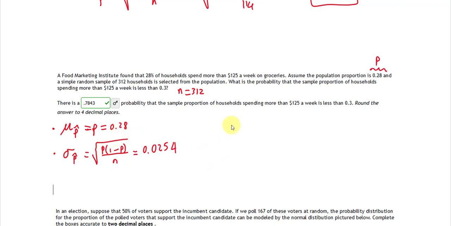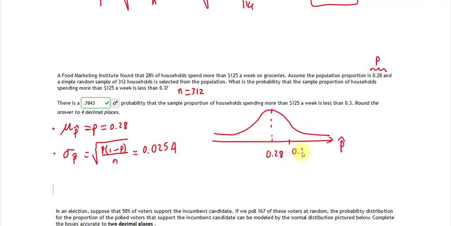Okay. Now we can draw that using the curve. So we know that the mean 0.28 is at the center. This is the mean, 0.28. Now they are looking for 0.3. So 0.3 is a little bit higher than 0.28, and you want less than 0.3. So we want the probability or the area below that 0.3.